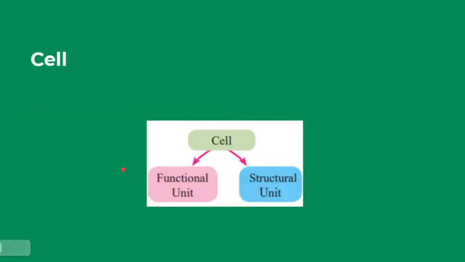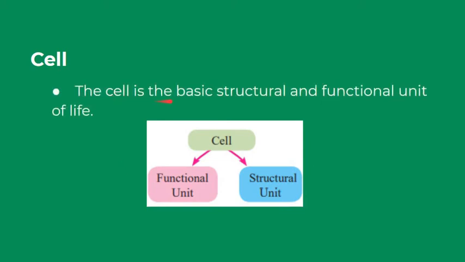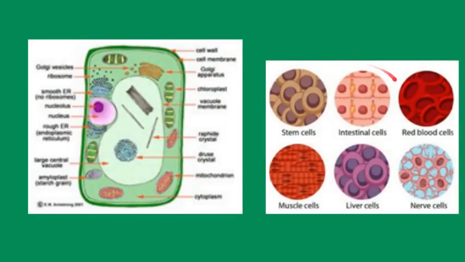Now, let's talk about the cell a bit more in a much simpler manner. Okay, guys. So now, what is a cell? The cell is the basic structural and functional unit of life. A cell acts as a functional unit, as it performs various functions, and it also makes up structures. So it acts as a structural unit. Now, you get plant cells and other types of cells like red blood cells, nerve cells, liver cells, muscle cells, intestinal cells, stem cells. There are so many.